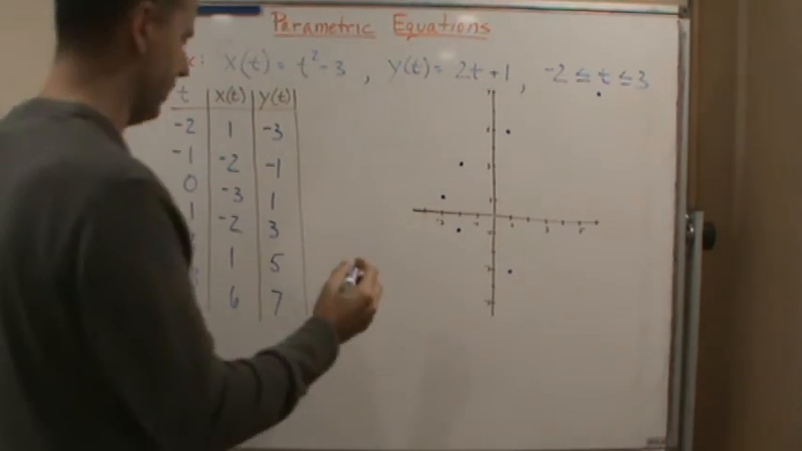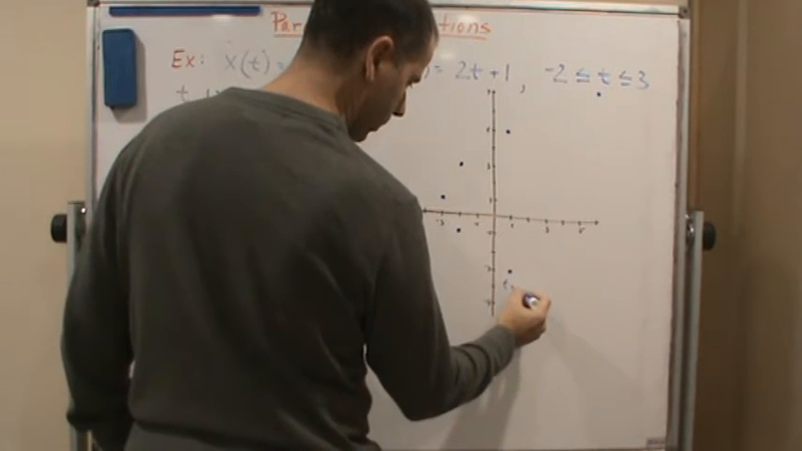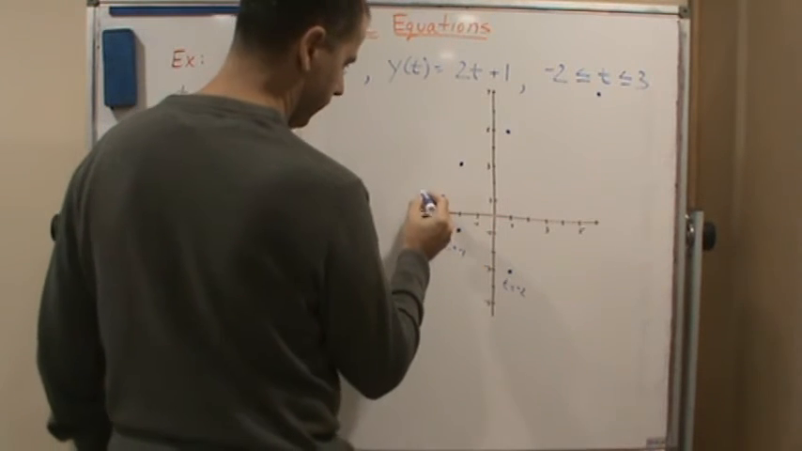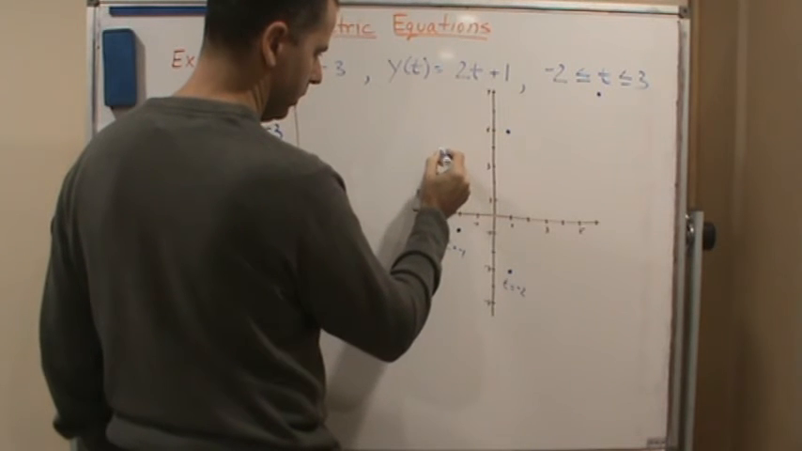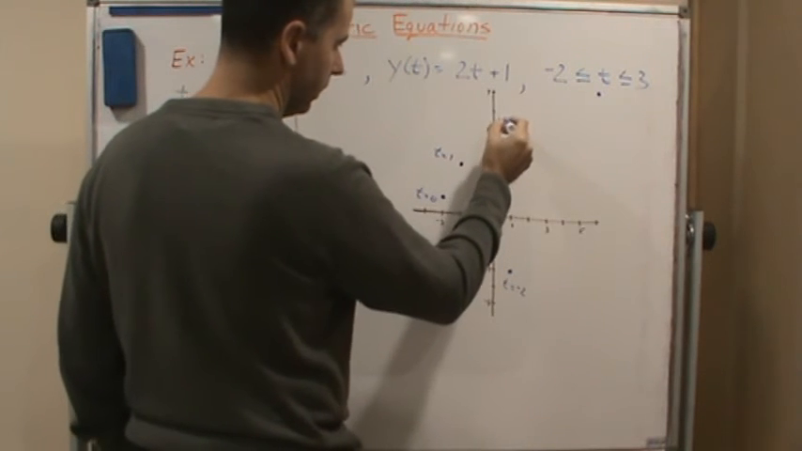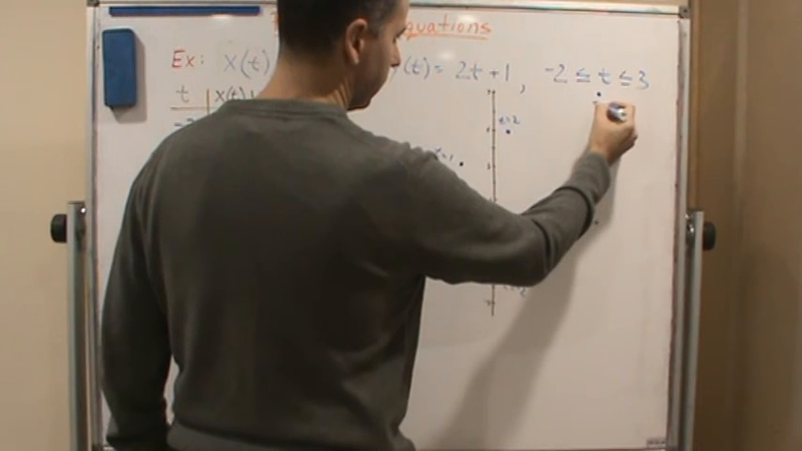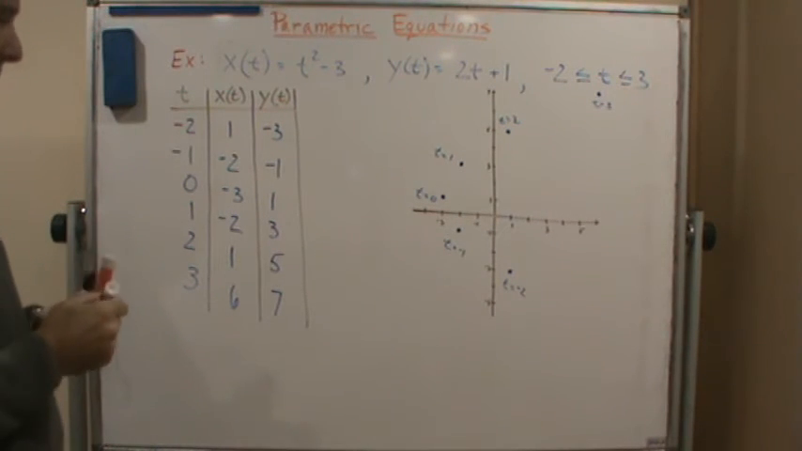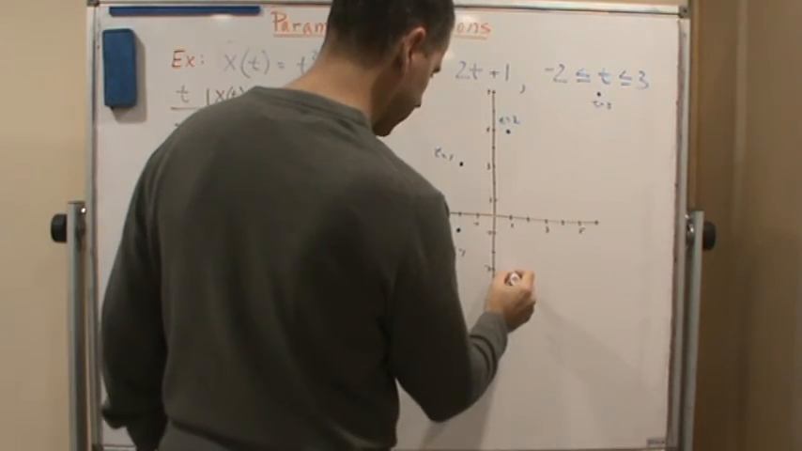So again, this is t equal to -2, right? T equal to -1, t equal to 0, t equal to 1, t equal to 2, and t equal to 3, right? And so if we connect this, we get something that looks like this.